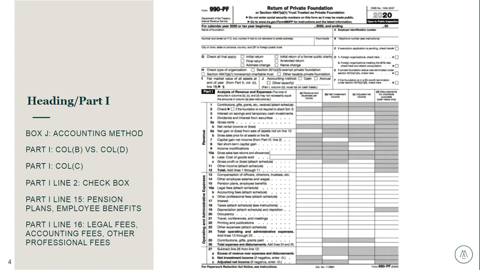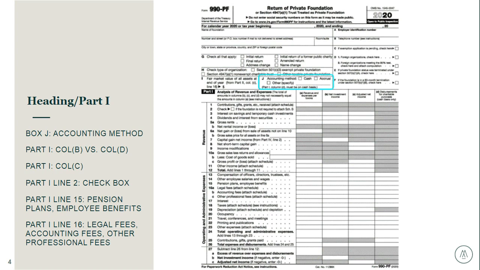To start, I should mention that every 501(c)(3) organization that's classified as a private foundation is required to file this form annually. There are penalties for failing to file timely, completely, or correctly. All parts and lines require entry, including all questions, which should be answered yes or no, or NA if not applicable. Amounts should be entered on all applicable lines, and zero or none should be input where appropriate.